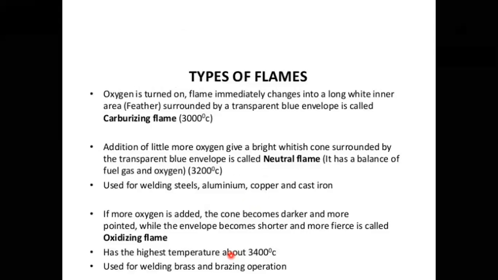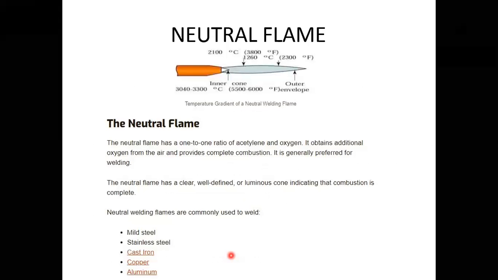Okay, so next one is the neutral flame. Look here, this is the gas welding torch. This is the outer envelope. This is the inner cone. The temperature zones are also given very clearly. This type of flame is nothing but the neutral flame. It is used for mild steel, stainless steel, cast iron, copper, aluminum. For welding of these materials, they use this one.